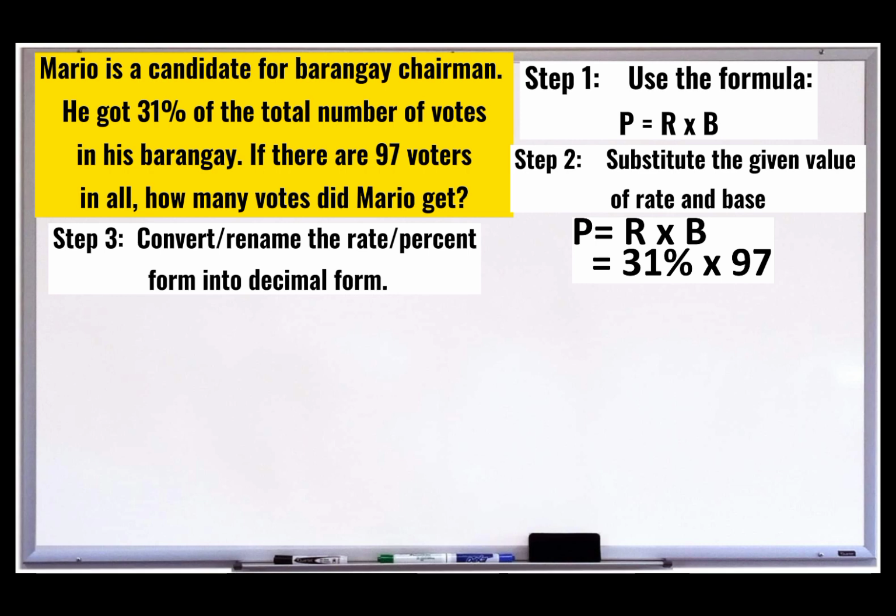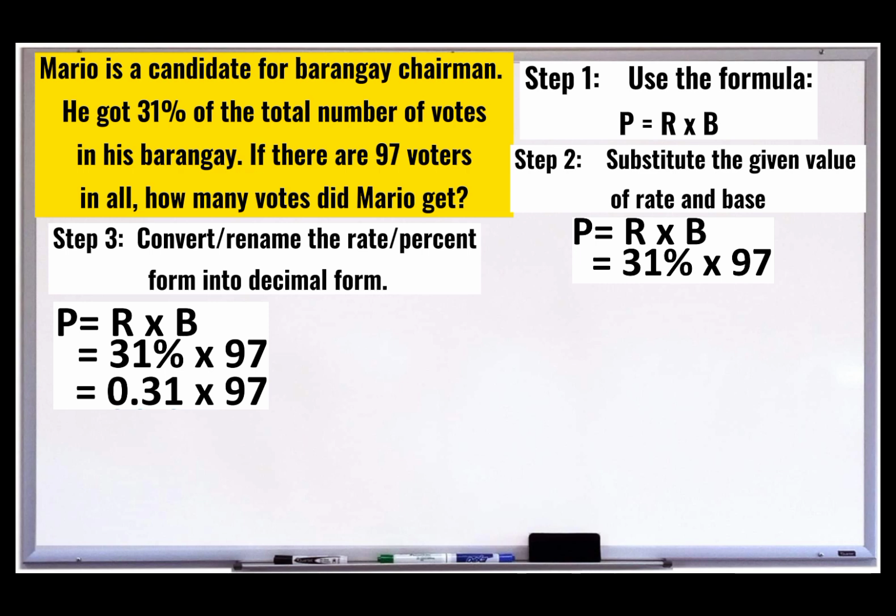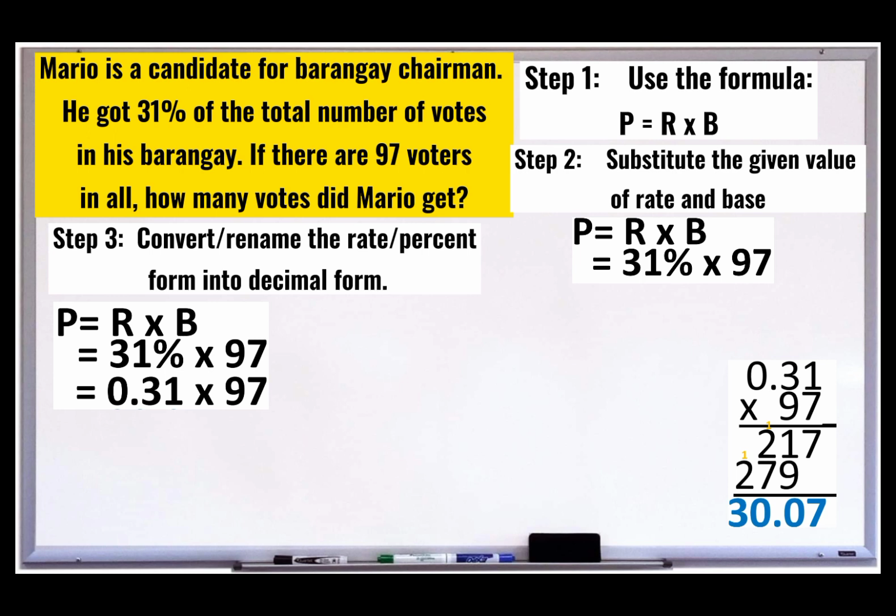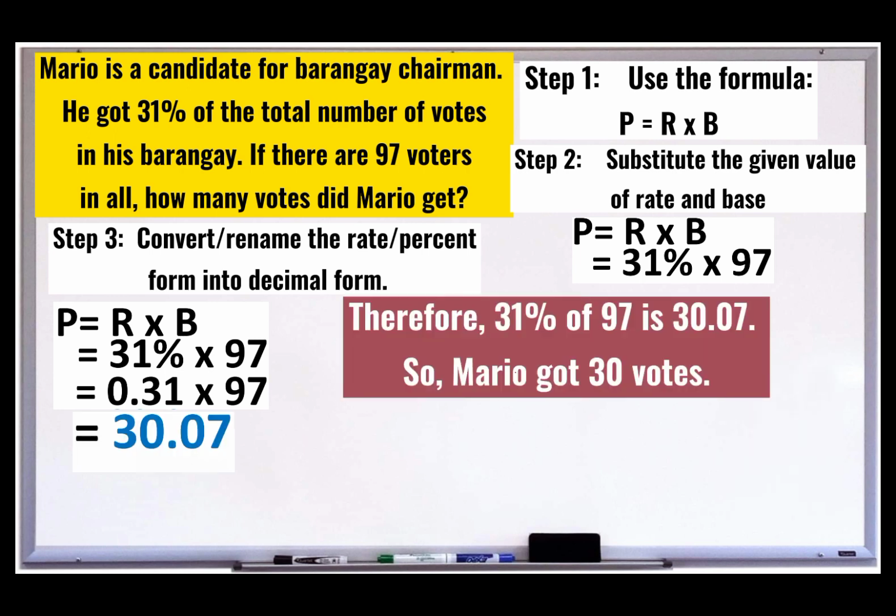And then, we are going to convert or rename the rate or percent form into decimal form before we multiply the rate and the base. So, ang 31% in decimal form magiging 0.31 times 97. When we multiply 0.31 times 97, the answer is 30.07. Therefore, 31% of 97 is 30.07.